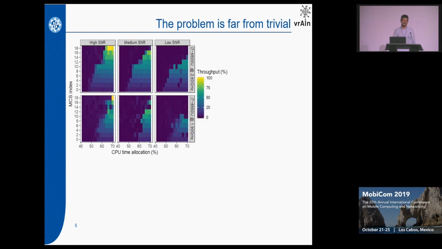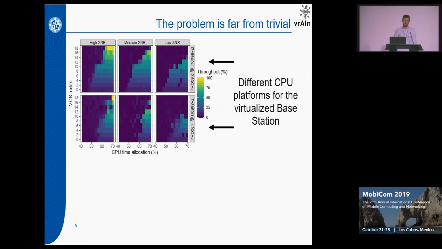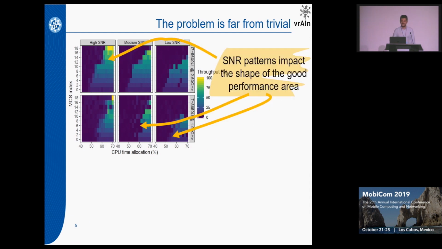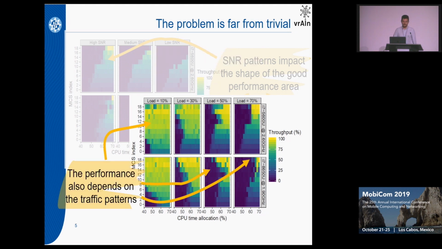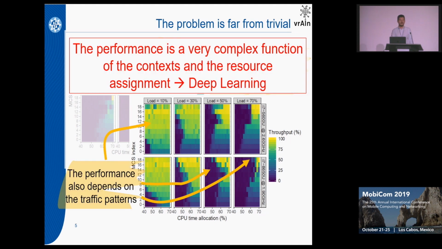This figure is the same as in the previous slide, but for different channel qualities and for a different CPU platform for the virtualized base station. We can see that the shape of the good performance area depends on these variables. The same occurs when we change the traffic patterns. So we can conclude that the performance of the virtualized radio access network is a very complex function of the context and the resource assignment, motivating the use of deep learning.